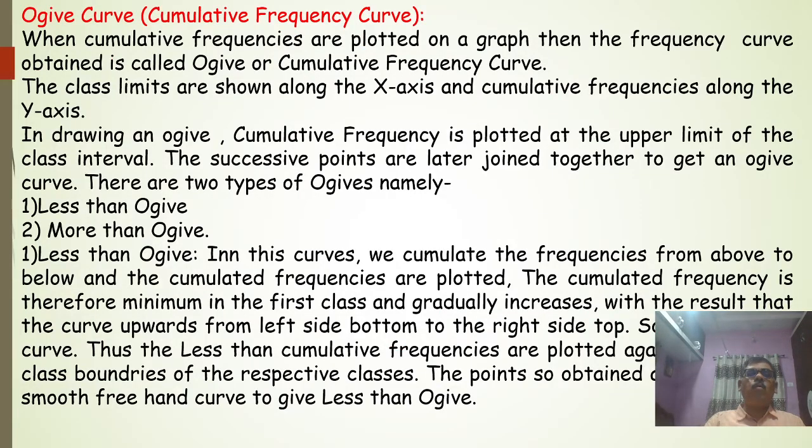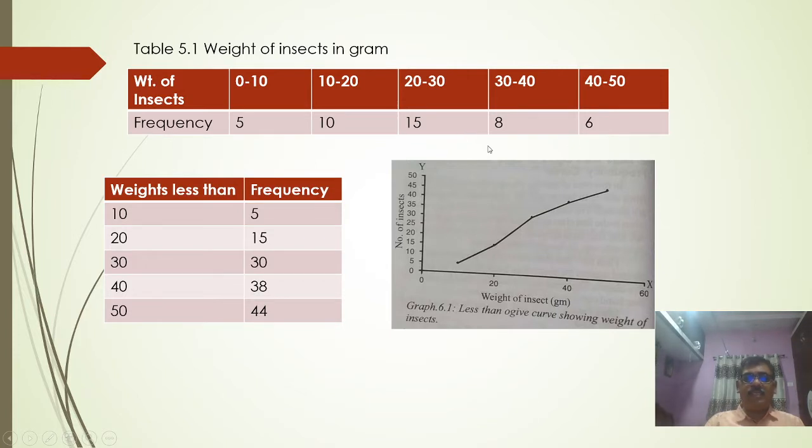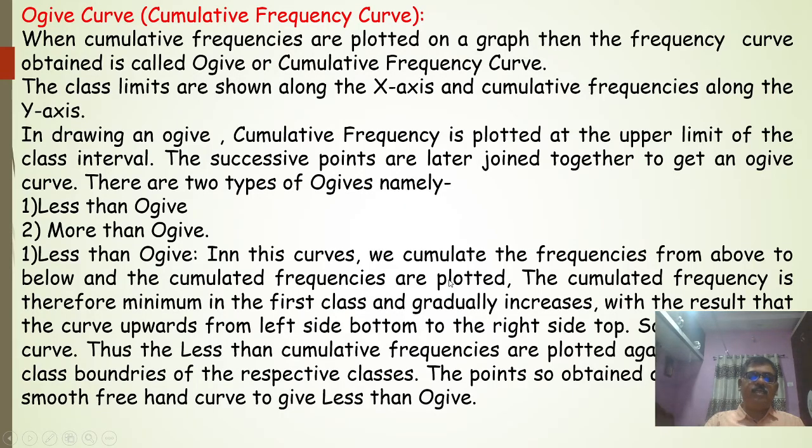Next is the ogive curve, also called the cumulative frequency curve. When the cumulative frequencies are plotted on a graph, the curve obtained is called an ogive, or cumulative frequency curve. Here the class intervals are again shown on the x-axis, and cumulative frequencies are shown on the y-axis. This is the ogive curve, and ogive curves are of two types: less than and more than.